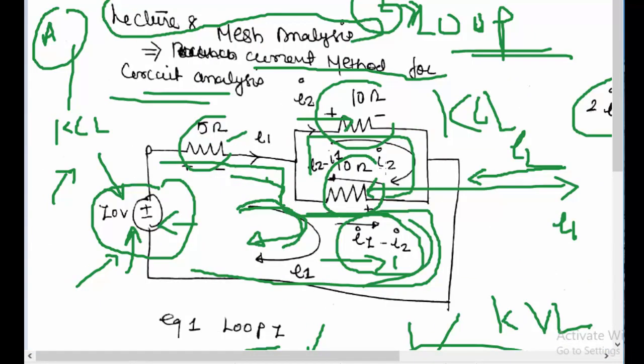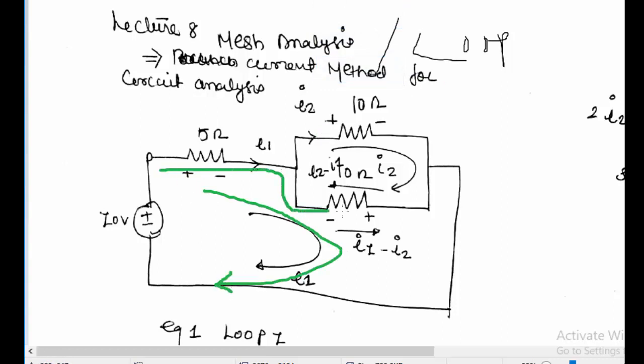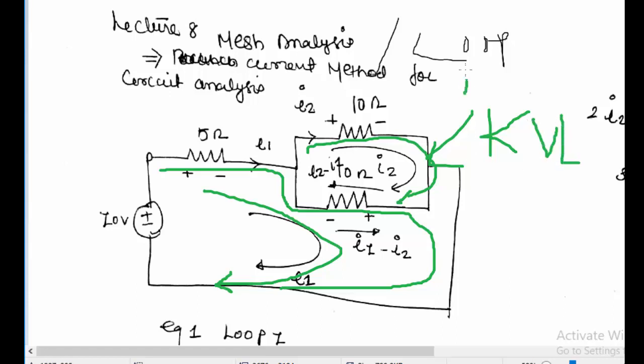So what we have done to apply the loop method, just pausing here to show you back. Looking into the circuit, what we did was mesh analysis or loop analysis. This was the first loop or the first closed path for the circuit, and this was the second closed path for the circuit. The first step in loop analysis was finding closed paths. This circuit had two closed paths, so we found two.